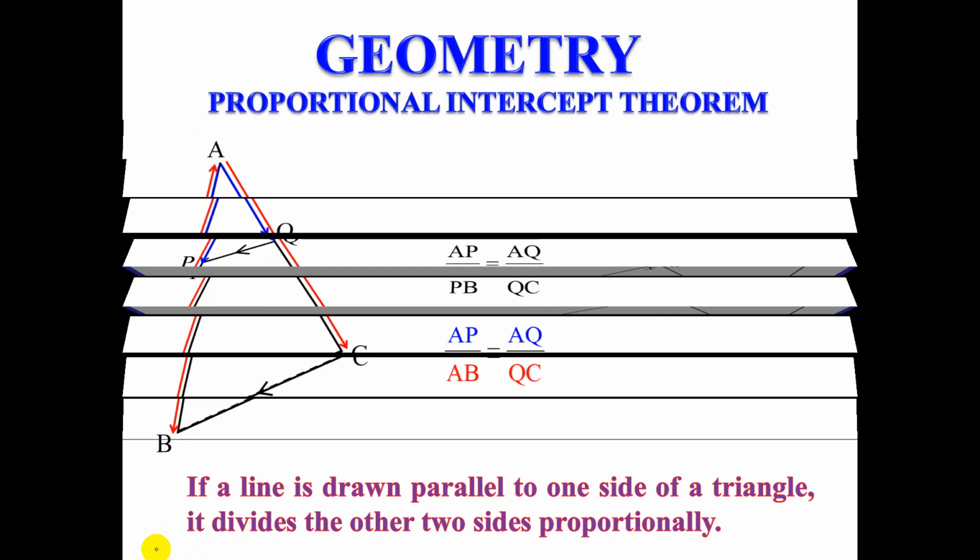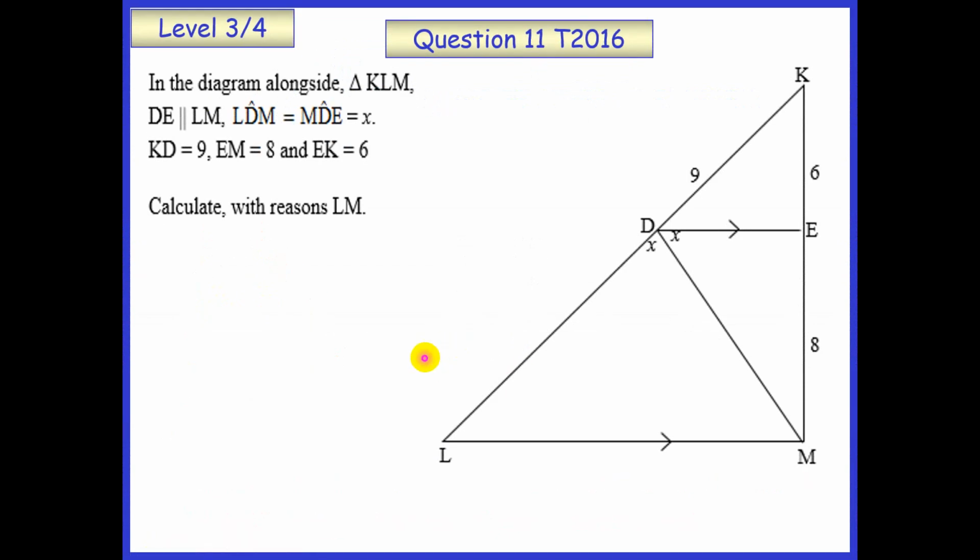So let's look at our first question from a past paper. It says in the diagram we have a triangle KLM, and they tell you that DE is parallel to LM. Immediately you're seeing a triangle, and when you see parallel lines, that gives you permission to use the proportional intercept theorem. And quickly, I can tell you that KD over DL has to be equal to KE over EM. But let's carry on reading.